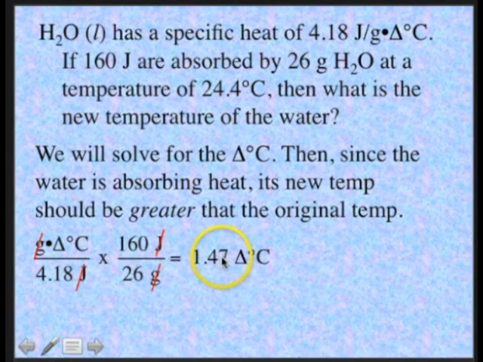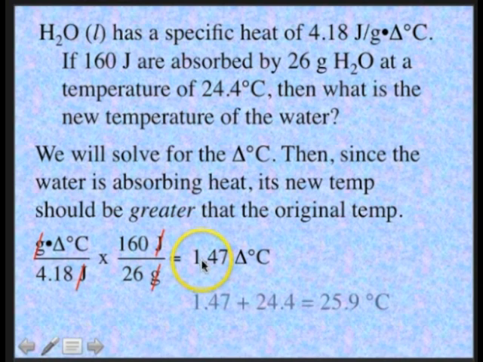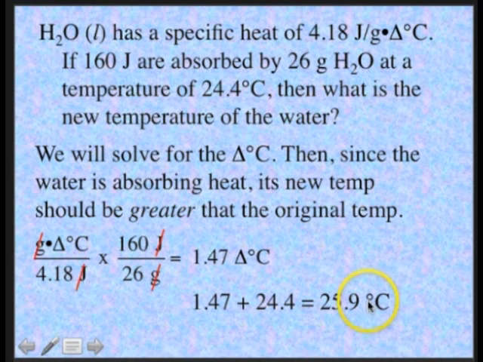The original temperature was 24.4. But it's absorbing heat, and therefore this change in temperature is going to be added to the 24.4 to give me my new temperature, 25.9 degrees C. So that's one way of doing it, by just canceling out units to end up with the unit that you want, in this case delta degrees C, and then applying that to the original temperature.